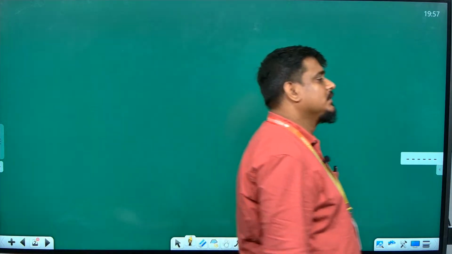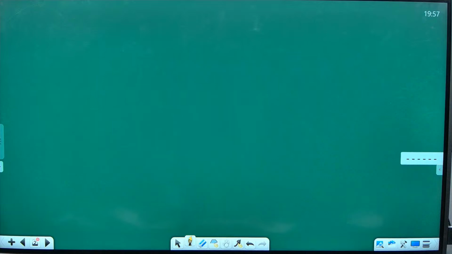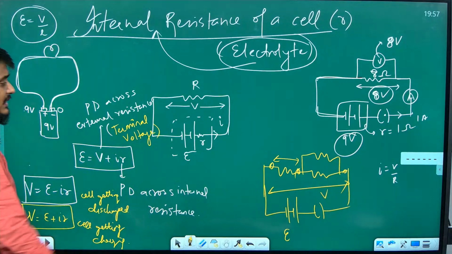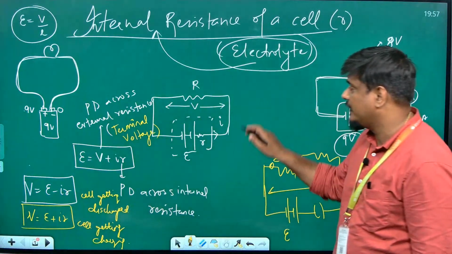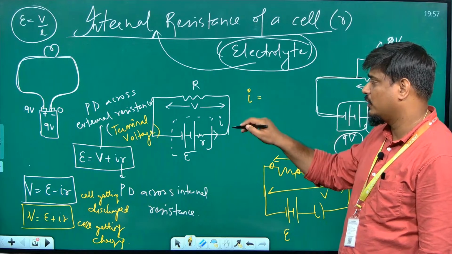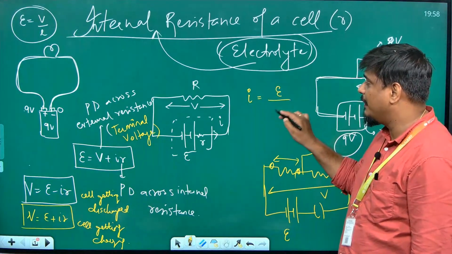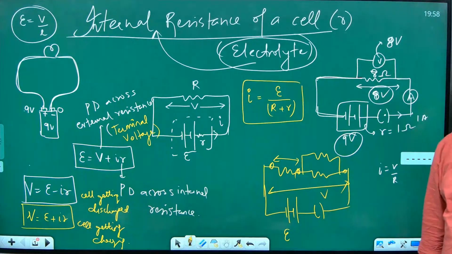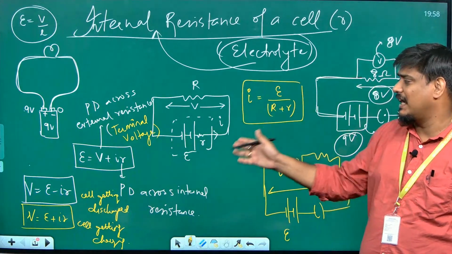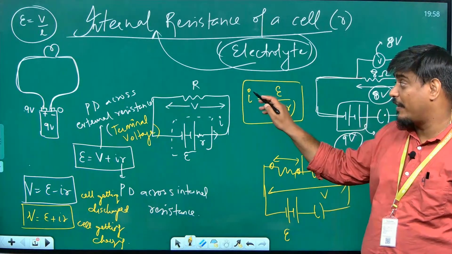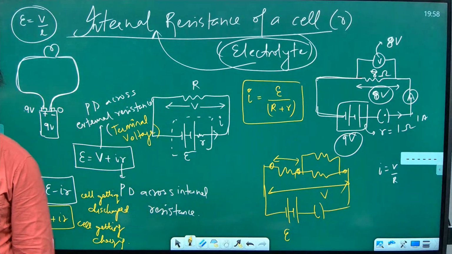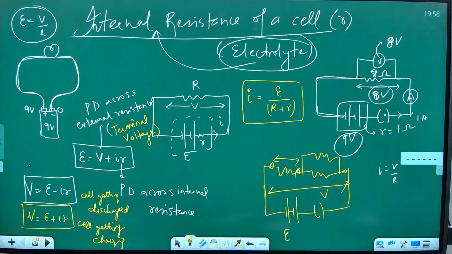Okay. So now you came to know that in this case, if I want to find the current in this circuit, what will that be? EMF divided by R plus r. Don't you think so? Current drawn from the cell will be how much here? The EMF that I am applying divided by the total resistance, R plus r. This is the formula for finding current. I is equal to E by R plus r. Okay. Can I proceed further?